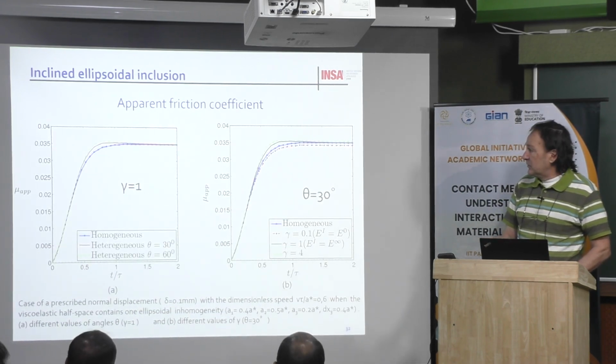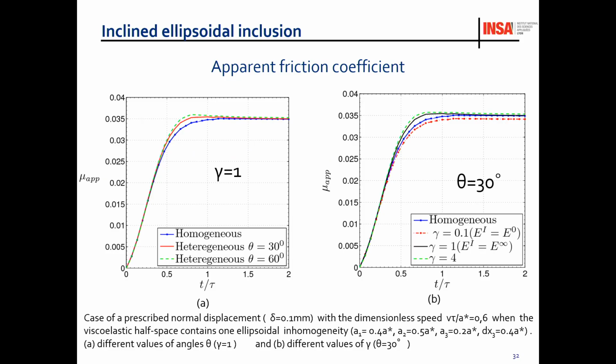Then what is the effect on the apparent friction coefficient? You can see here, for the situation that was on the right, there is some effect on the transient apparent friction coefficient, but after a given time there is no effect, in fact, on the apparent friction coefficient.